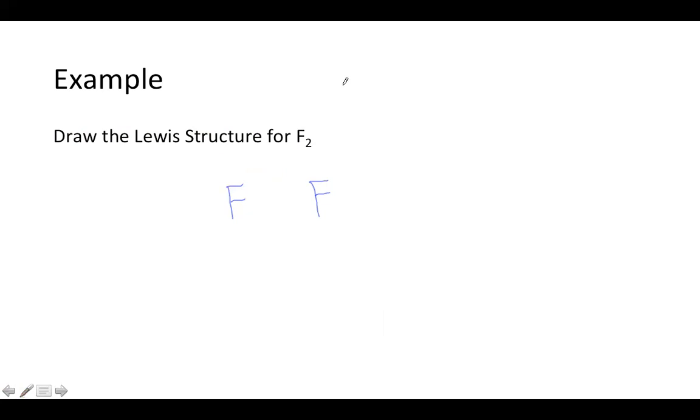All right, step 2 is to count the total number of valence electrons. So one fluorine atom we know has 7 valence electrons, and in this case there's 2 fluorines, so 7 and 7 gives us 14 valence electrons. Step 3 is to determine the total number of bonding pairs. So you're taking those valence electrons and determining how many pairs you can make out of it, so dividing by 2. And so that gives us 7 bonding pairs.